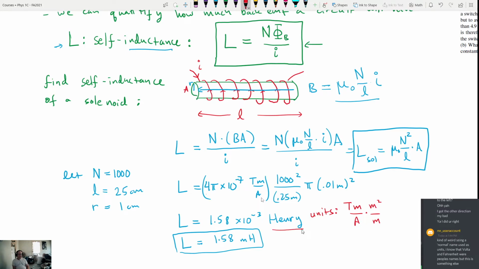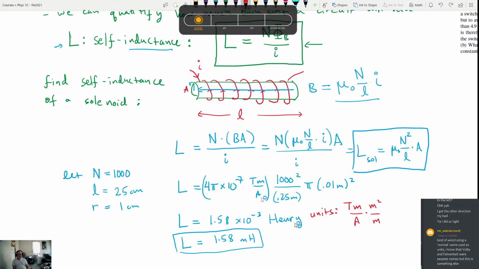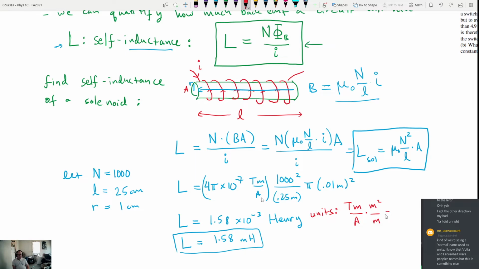Well, Henry is a last name, actually. I know what you mean, but Henry is actually the person's last name. He was an American scientist. I don't know what his first name is, but Henry was his last name. He was working on the same stuff that Faraday was working on, and I think in some older textbooks they refer to Faraday's law as Henry's law, because I think he also figured out the same concept around the same time.